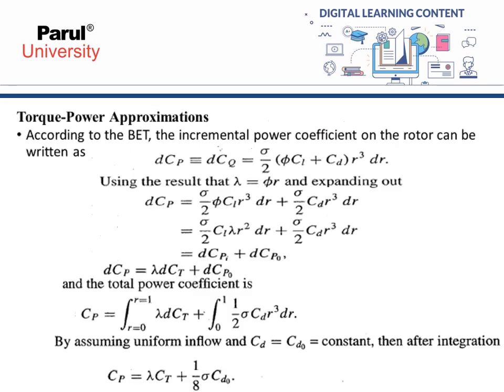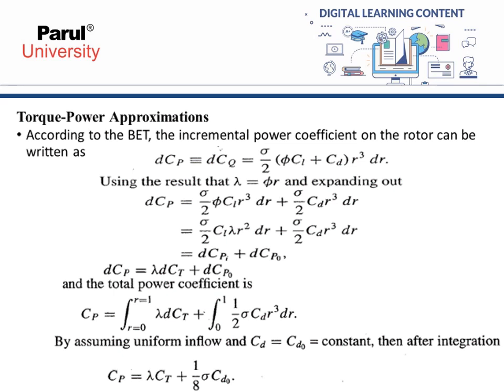Torque and power approximations. According to the BET, the incremental power coefficient on the rotor can be written as dCp = dCq = sigma by 2 (phi CL + CD) r squared dr. Using the result that lambda = phi r and expanding out, dCp = sigma by 2 phi CL r squared dr + sigma by 2 CD r squared dr.